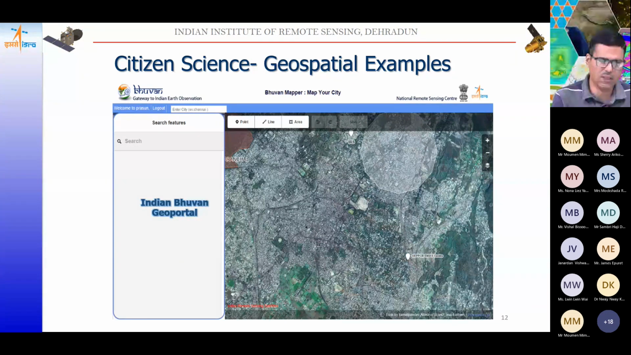mapping data set. The good thing here is that if you contribute the data, you can also download the data and use it in some other projects if you wish. So whatever you have digitized is available to you also, and you are also contributing towards the enrichment of the data at the Bhuvan level.